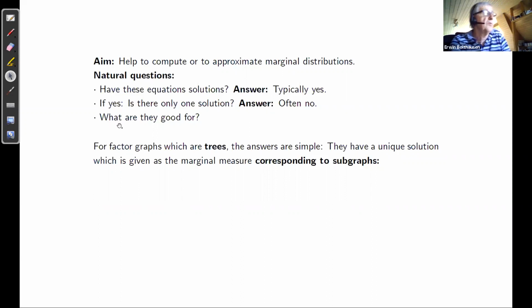Now the next question is, of course, what is all that good for? The answer is very simple if you are just looking at factor graphs which are trees. In principle, nobody is really interested in factor graphs which are trees, but the answers to these questions are trivial if you have trees. If you have a factor graph which is a tree, then the solutions can easily be written down, and you can identify these message passing quantities in terms of subgraphs of the tree.